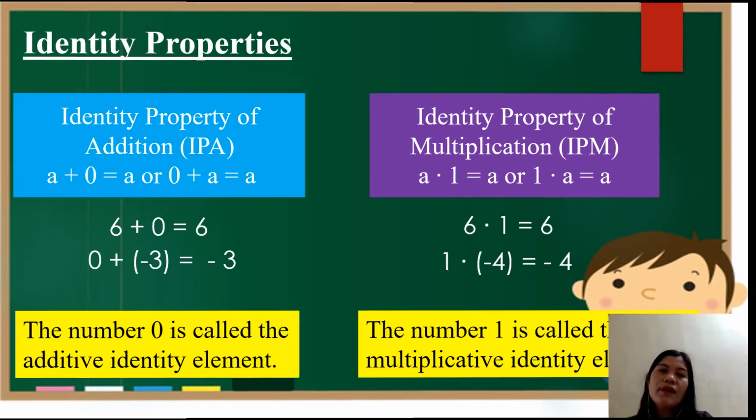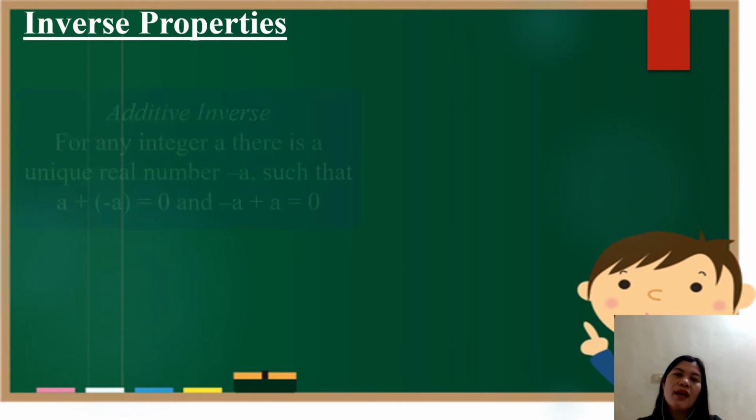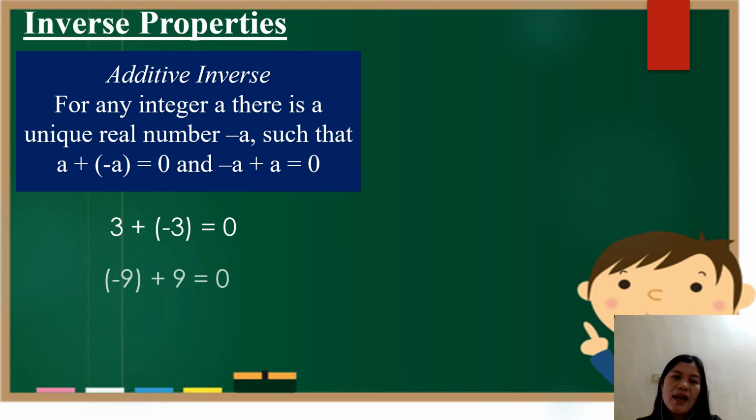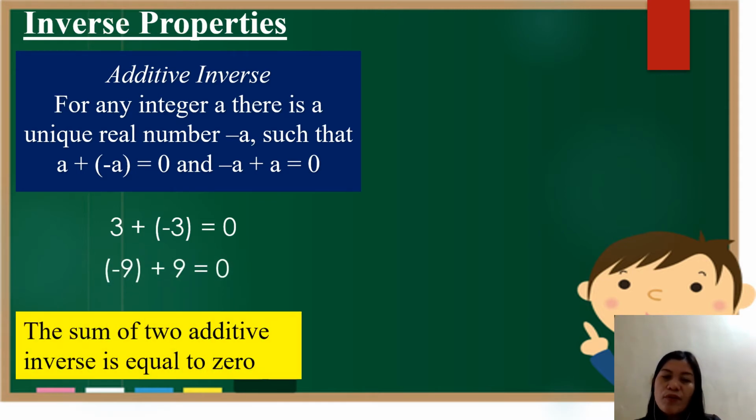Let's have another, the inverse property. We have there the additive inverse: for any integer a, there is a unique real number, negative a, such that a plus negative a equals 0, and negative a plus a equals 0. We have there 3 plus negative 3 and negative 9 plus 9 equals 0. The sum of two additive inverses is equal to 0.